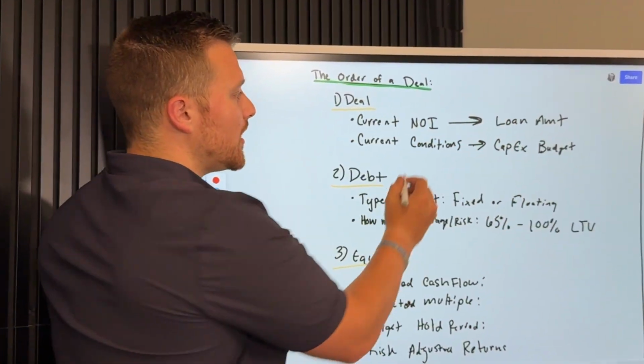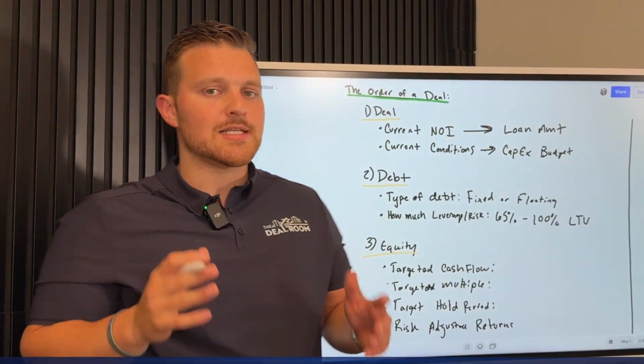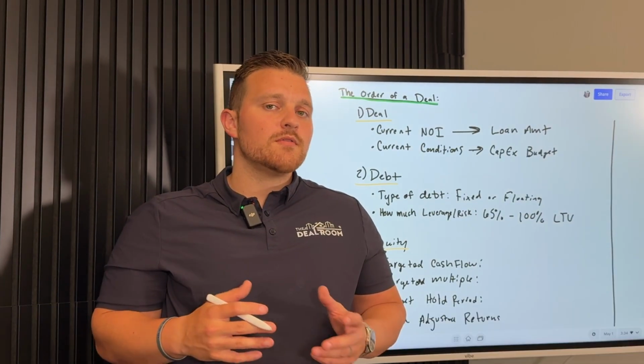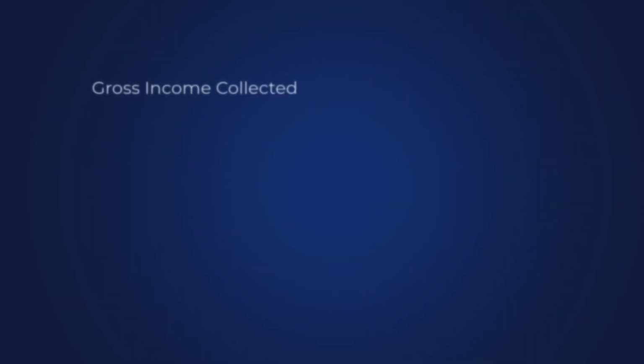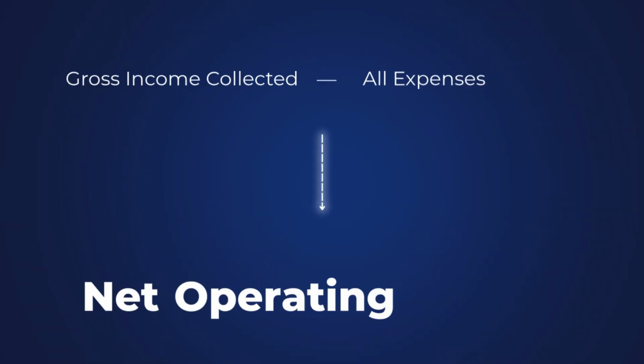Now, if you don't know what NOI means, all it stands for is net operating income. It's all of the profits at the end of the day. So all of the gross income that you're collecting minus all of the expenses that it takes to actually run the property, that is your net operating income.